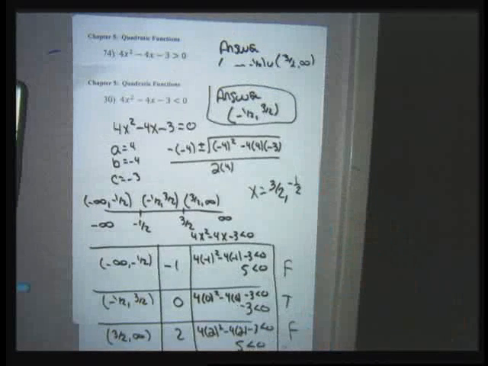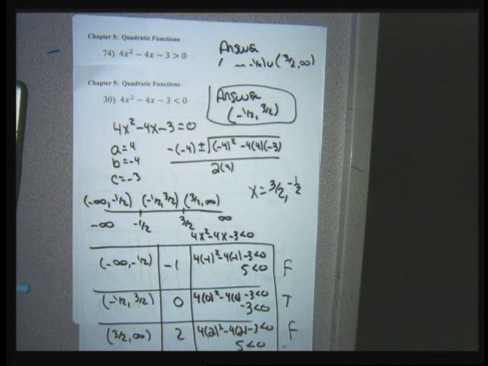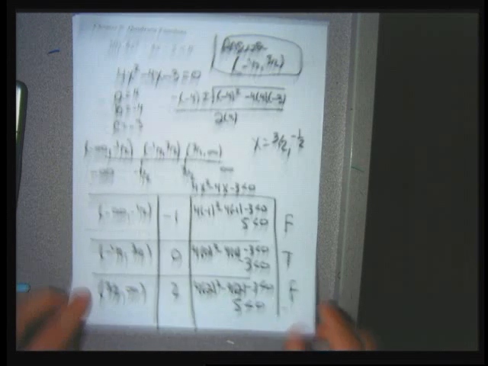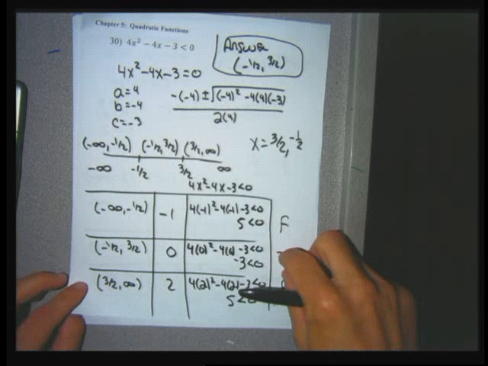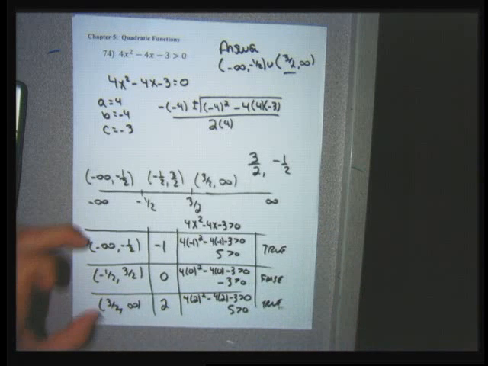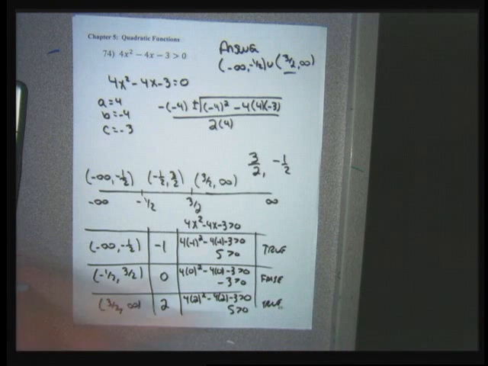And again, when you have two essentially identical problems, if one has a less than and the other has a greater than, their answers are opposite from each other. So in problem 30, the answer had the middle interval because it had a less than. It had to be the case in 74. Same problem with a greater than, you get the opposite intervals.